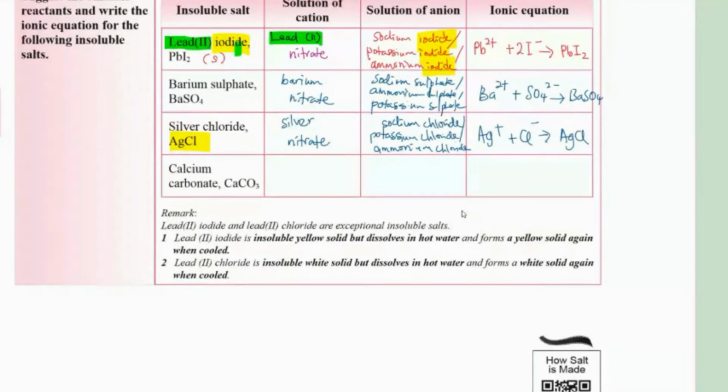Now calcium carbonate. Okay, what is the solution of cations? I think this one should be okay, right? Okay, calcium nitrate. Yes, calcium nitrate. Okay, then this one anions, carbonate. Okay, again, sodium carbonate. Okay, ammonium carbonate. Okay, or potassium carbonate. So the half equation, calcium and carbonate. So produce the calcium carbonate.